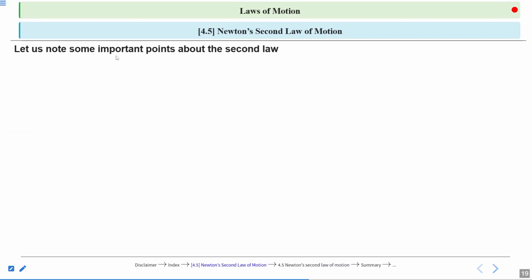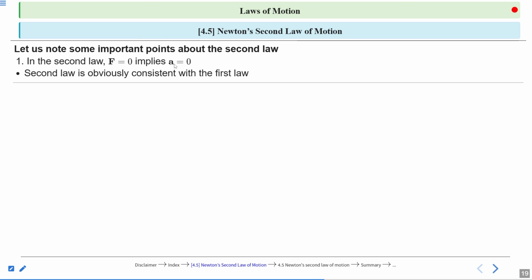Let us note some important points about the second law. First, in the second law, F equal to 0 implies acceleration equal to 0, because we know F is equal to rate of change of momentum, or F is equal to ma. So if F is equal to 0, that implies a is equal to 0. Second law is obviously consistent with the first law.